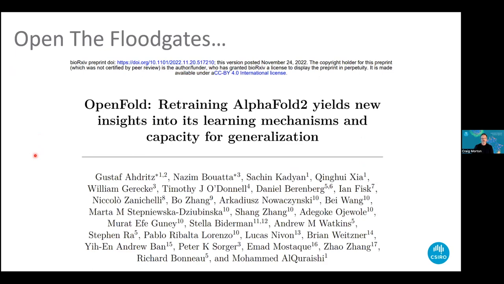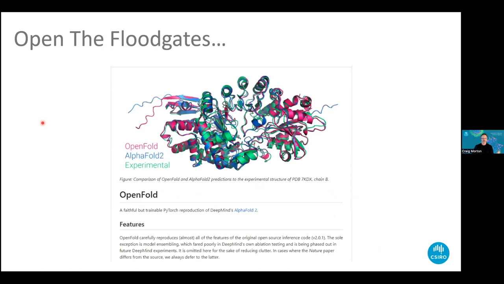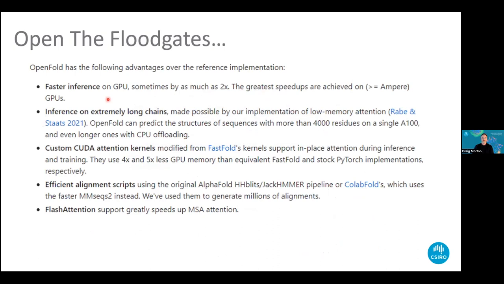OpenFold now exists. OpenFold is a recoding independently of AlphaFold 2. With everything available to you, you can retrain it yourself. You can see all the bells and whistles going on inside. And you can go to their GitHub website. You can download OpenFold and retrain it yourself and get effectively the same results as AlphaFold. It's somewhat faster. You can do longer chains because they've changed the way it handles memory, so they can get up to 4,000 residues on a single A100 GPU. There are all sorts of advantages in using OpenFold over using AlphaFold 2. But again, it only came out because AlphaFold 2 was published.